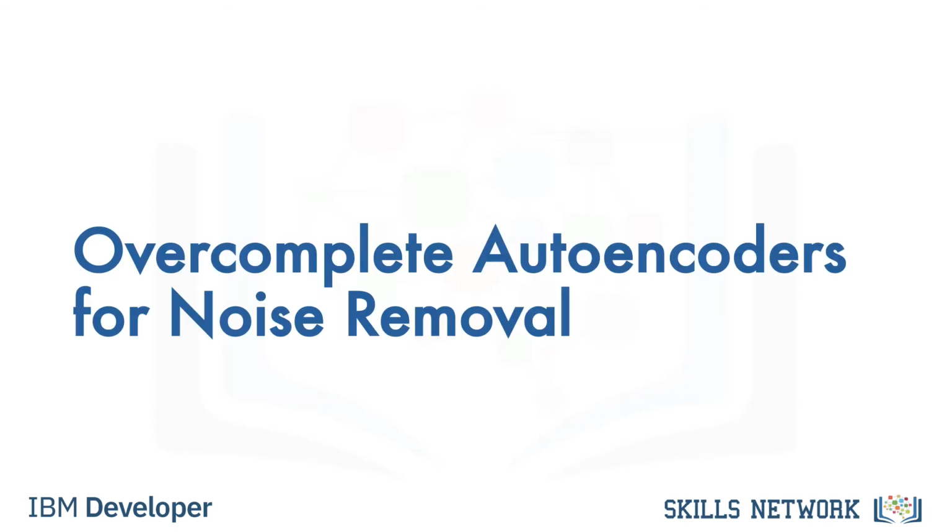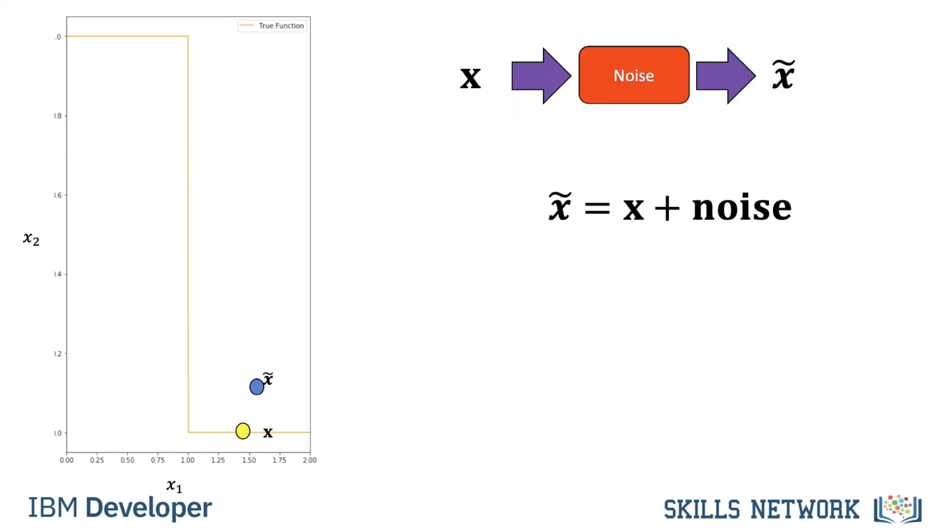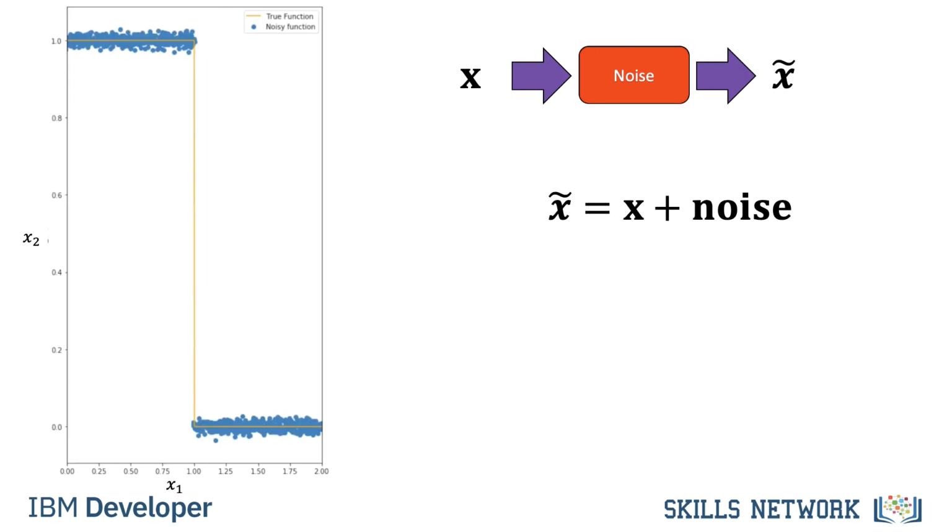Now let's see how we can use an overcomplete autoencoder for noise removal. Consider the following example. We have the following manifold. A manifold is similar to the line or plane we used in the previous examples, but it is not linear. In this case, it's a rectangle function. x1 is the horizontal axis, and x2 is the vertical axis. We have a data point in blue. We add noise to the horizontal and vertical component. We represent this with x tilde. We repeat this for multiple samples.